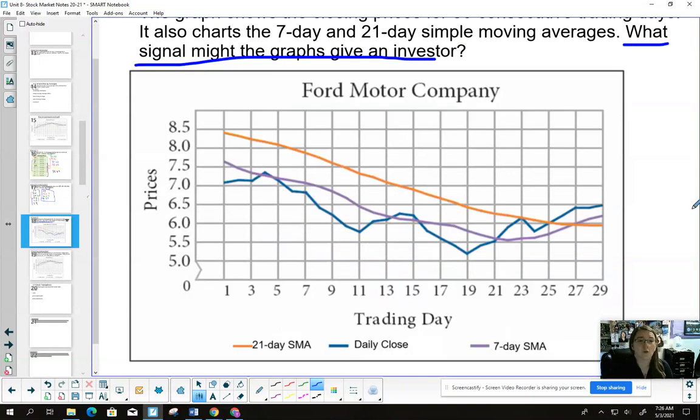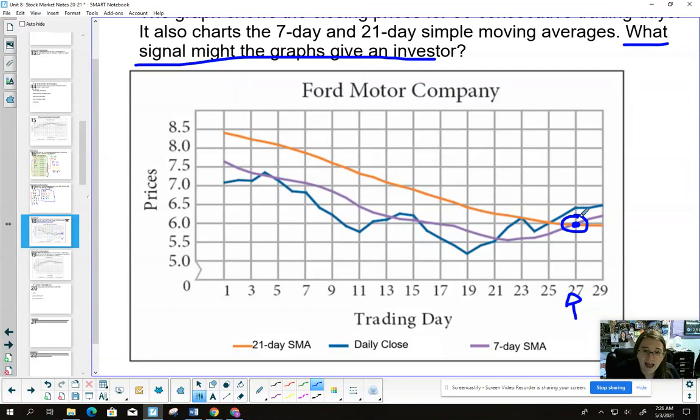So ignore the daily close. It's there because that's the day-to-day data. We do want to look at that. But looking at the 2 averages, the 2 SMAs, where do they cross? Well, they cross right here pretty much on the 27th, yeah? So we're going to find those crossovers. On that day, me as an investor, I would know to buy or to sell.